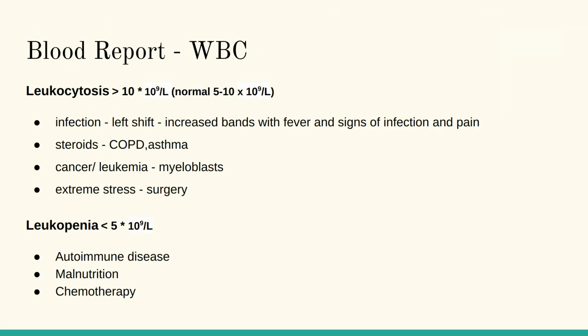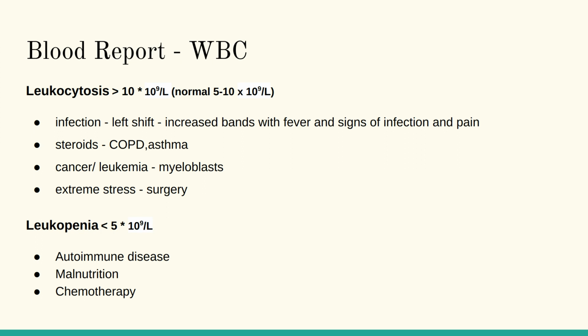Moving on to the second part of the blood report, the WBC. There are two main pathologies based on the number of WBC. The first one is leukocytosis, and the second one is leukopenia. Leukocytosis is increase of WBC more than 10 times 10 to the power 9 per liter.